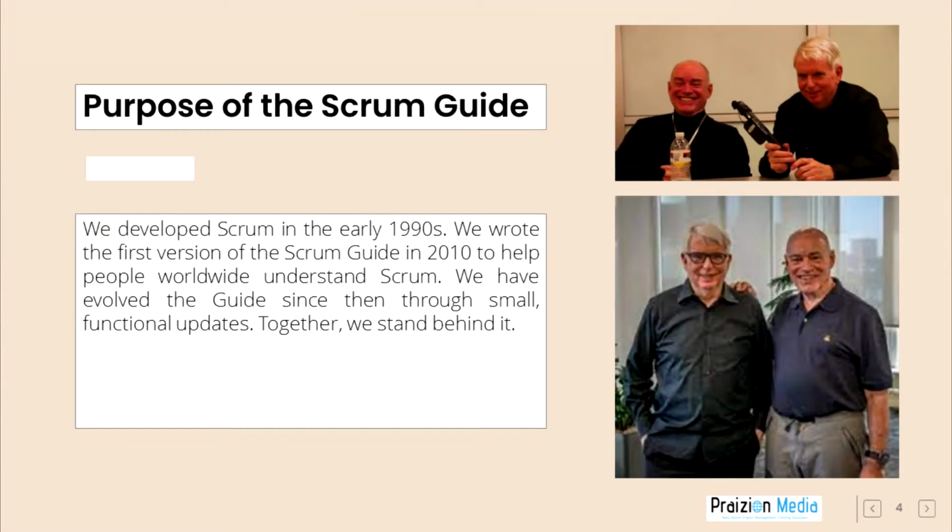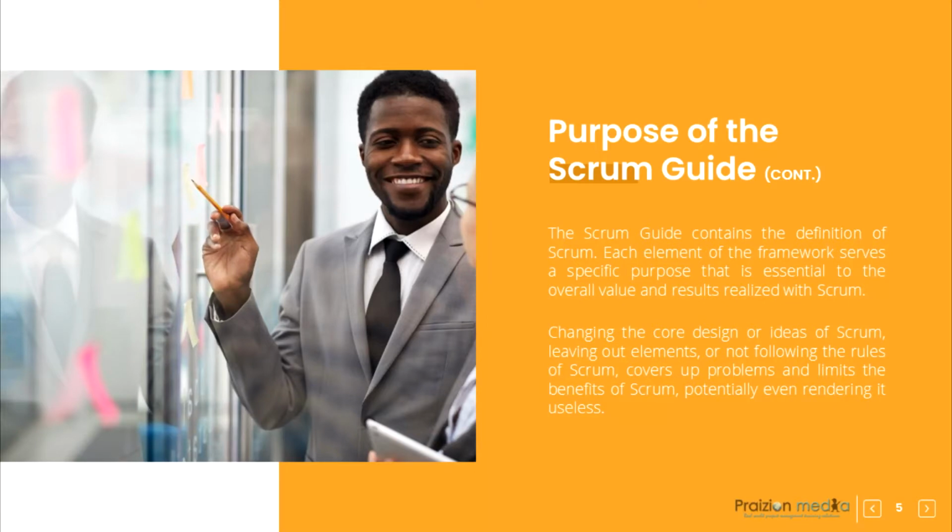We developed Scrum in the early 1990s. We wrote the first version of the Scrum Guide in 2010 to help people worldwide understand Scrum. We have evolved the guide since then through small functional updates. Together, we stand behind it. The Scrum Guide contains the definition of Scrum.